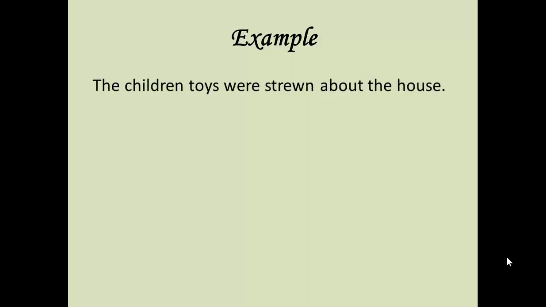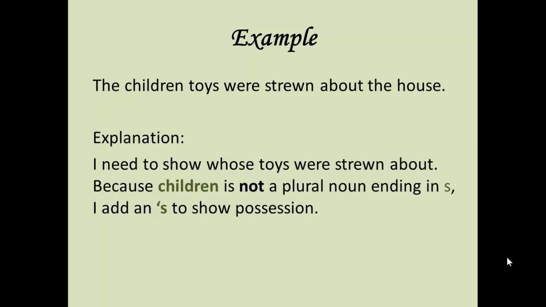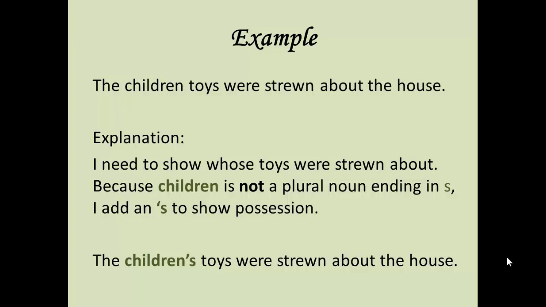So here's an example. The children's toys were strewn about the house. Since I need to show whose toys were strewn about, and because children is not a plural noun ending in S, I add an apostrophe S to show possession. Hence, we end up with the correct sentence. The children's toys were strewn about the house.